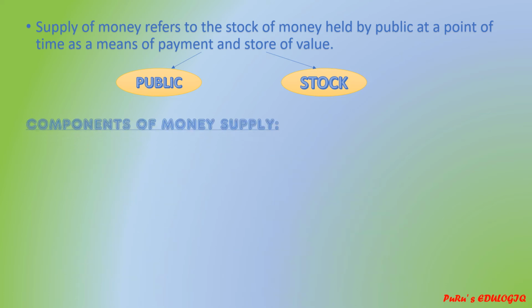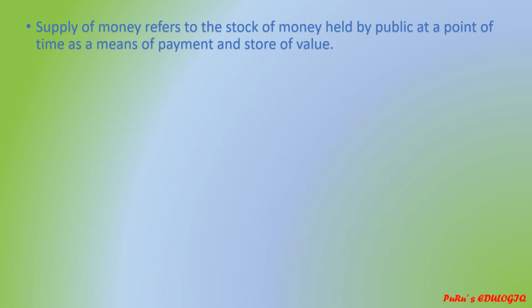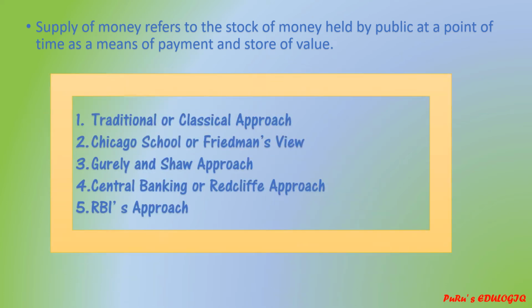Money supply has been differently explained by different schools of economists. Firstly being the classical approach. Classical approach says money supply is currency and coins plus demand deposits. So they mainly focus on one function of money, that is being medium of exchange. Whereas the Chicago School of Economists or Friedman's view emphasizes that money supply should be taken in a broader way and also should include store of value function of money.